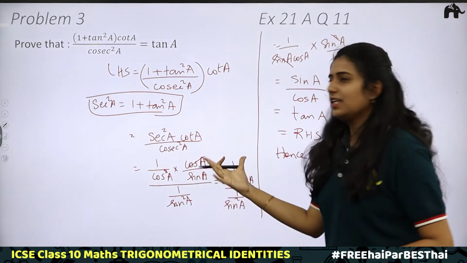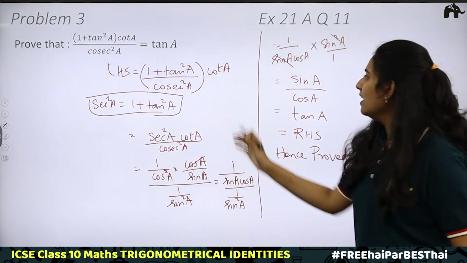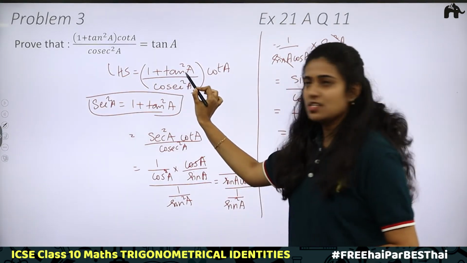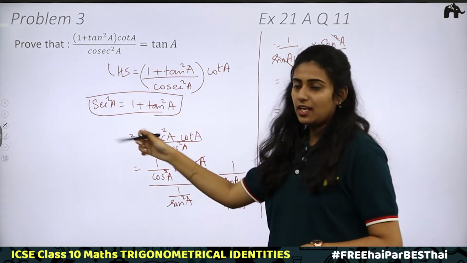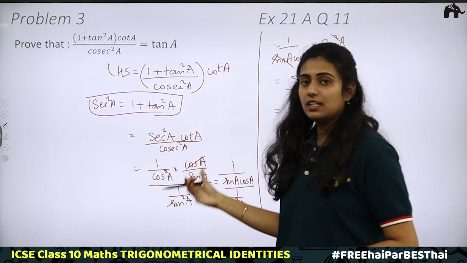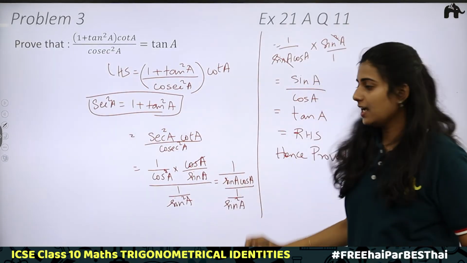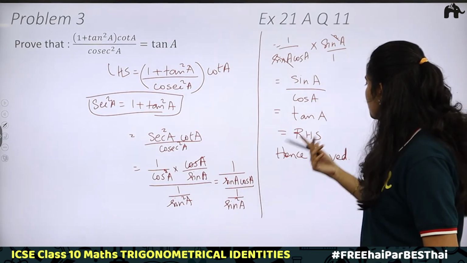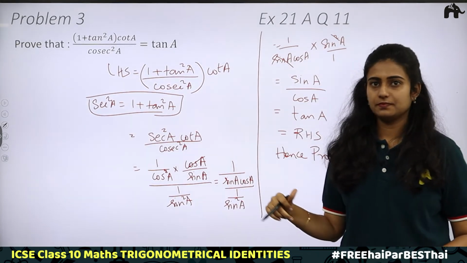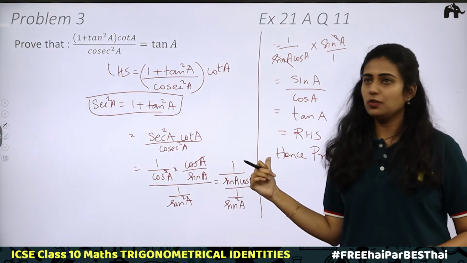Okay. Do you feel this complicated? No, right? Just we have changed this 1 plus tan square A using the identity to sec square A, changing every term in terms of cos and sine. After that, cancelling many, you will be reaching tan A. Understood? Let's move on to the next one.